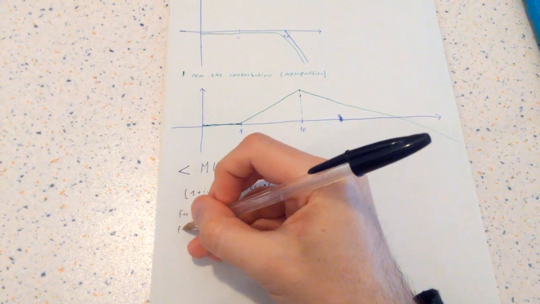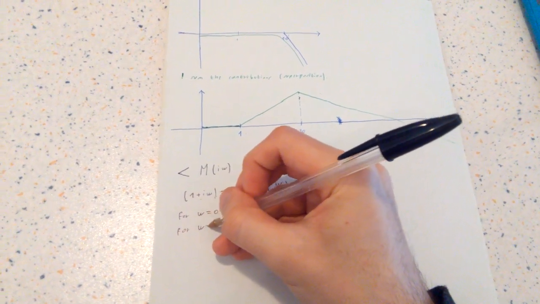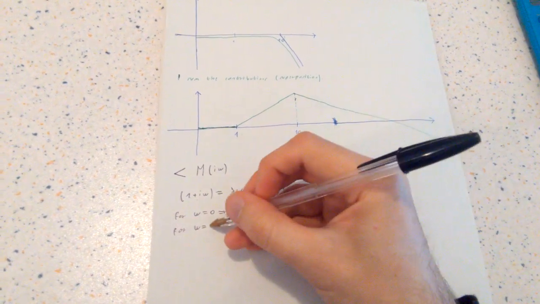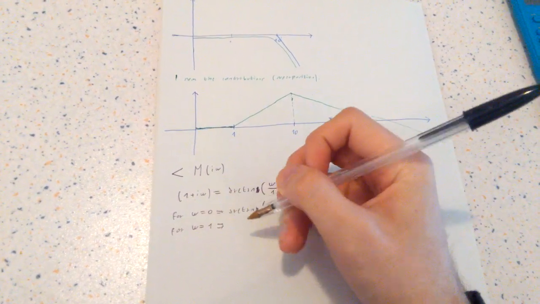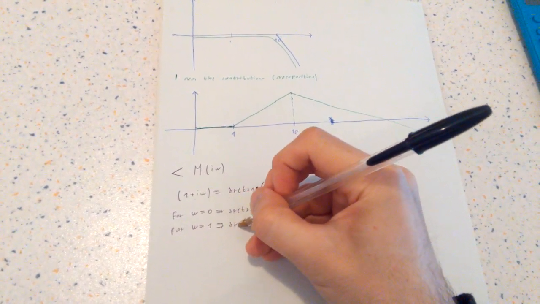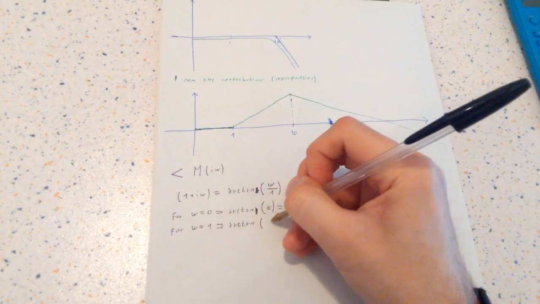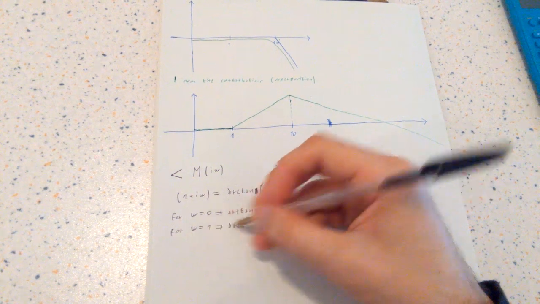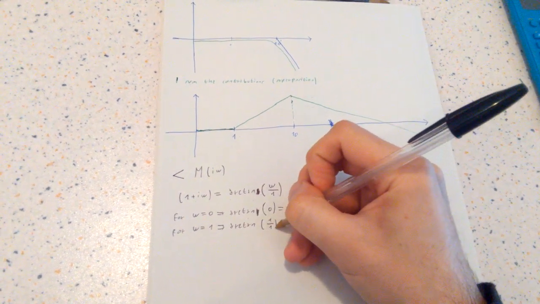Now for ω equal to the breakpoint, and the breakpoint in this case is 1, then the arctangent of ω over 1, when ω is 1, will be 1 over 1.